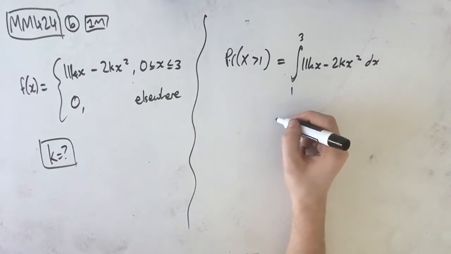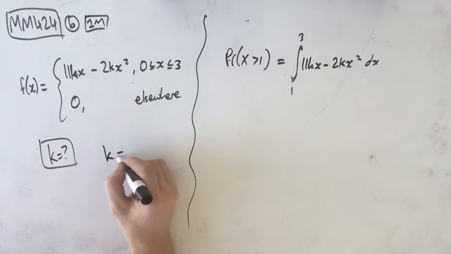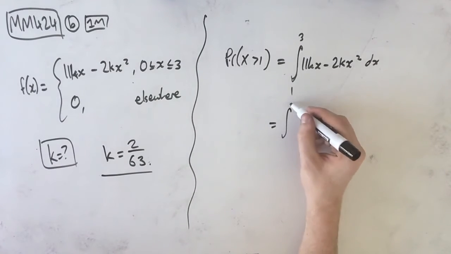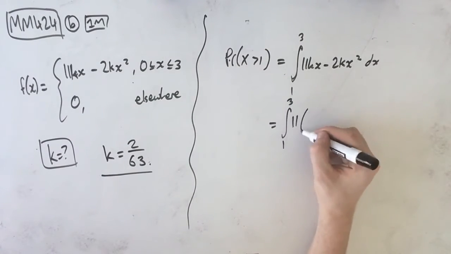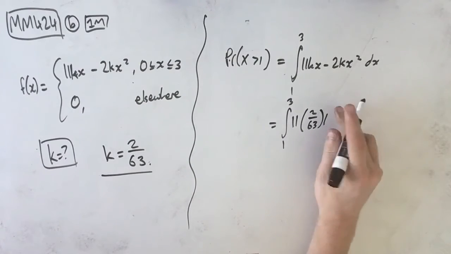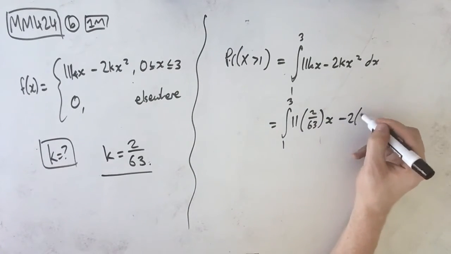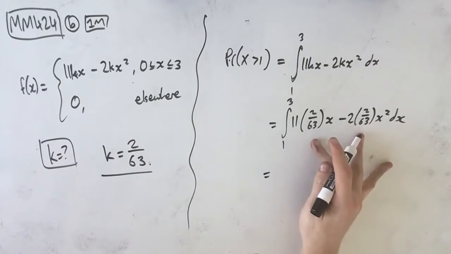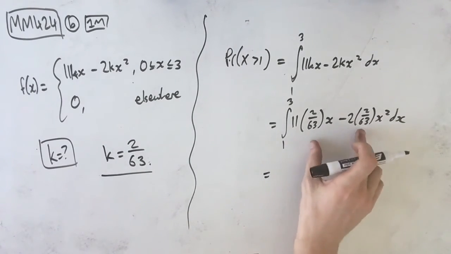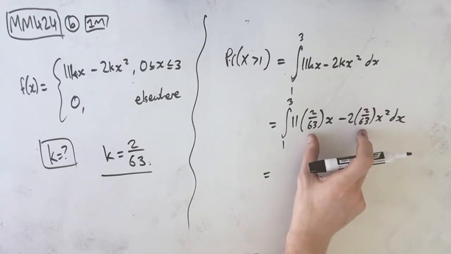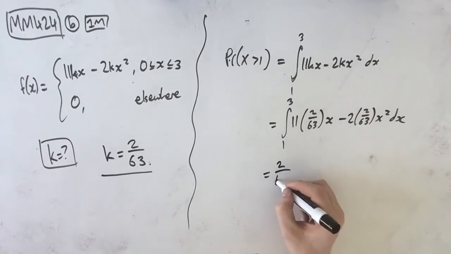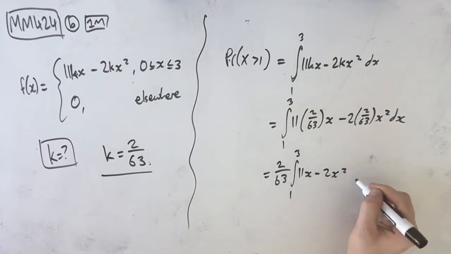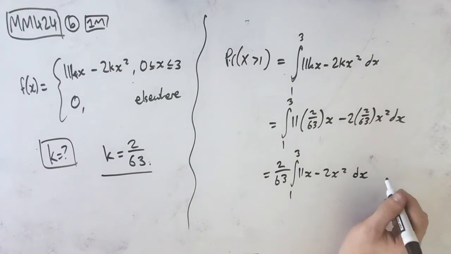But we know that k is equal to 2 over 63. We found that in the previous part. So therefore, we've got 1 to 3 of 11 times 2 on 63 x minus 2 times 2 on 63 x squared dx. Now 2 on 63 is a common factor and it's a constant, so what we can actually do, like we did with k in the previous part, was take that 2 on 63 and put it out the front. So we get 2 on 63 outside of 1 to 3 of 11x take 2x squared dx, and that's it.